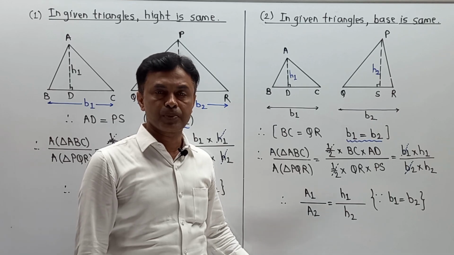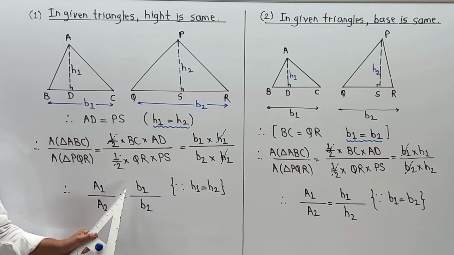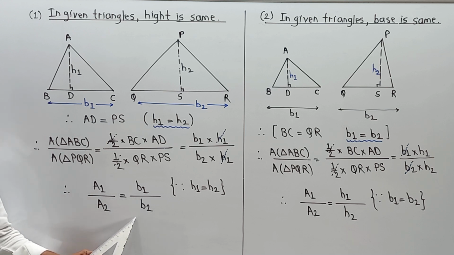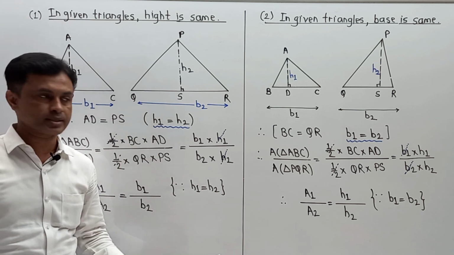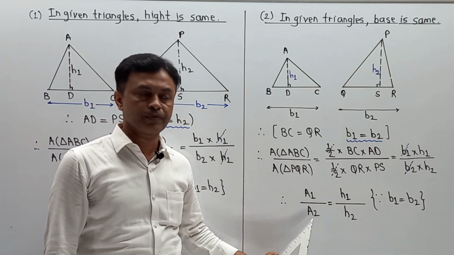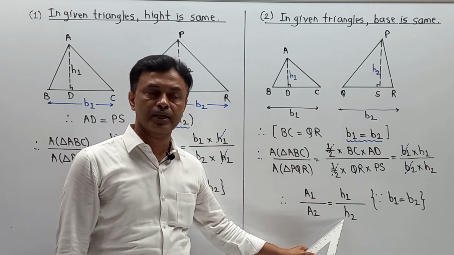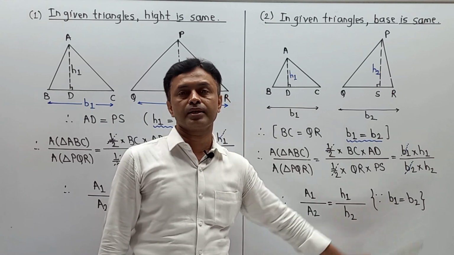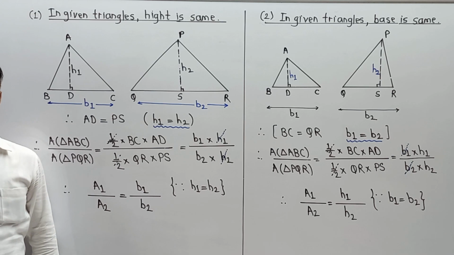Now once again, students, please pay attention to both conditions at a time. Area of first triangle divided by area of second triangle is equal to base of first triangle divided by base of second triangle when the height is the same for the given triangles. And area of first triangle divided by area of second triangle is equal to height of first triangle divided by height of second triangle when their bases are equal or the same. And in this way we use this in numerical solutions.